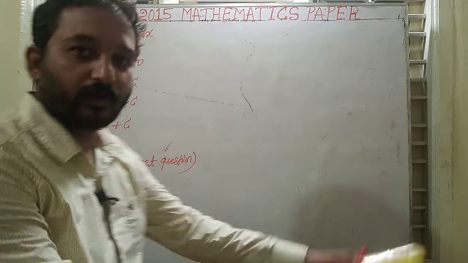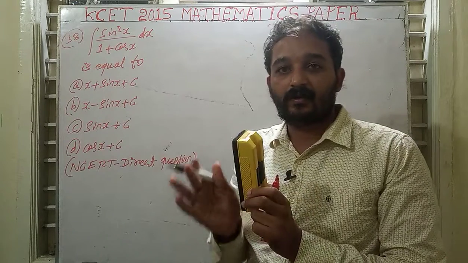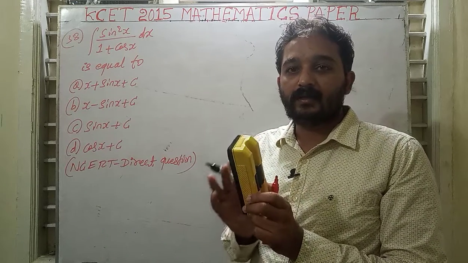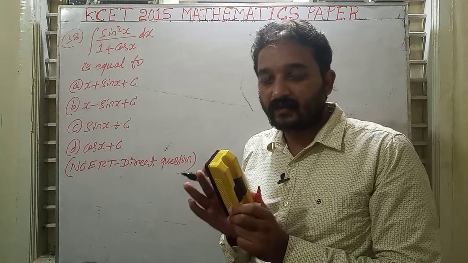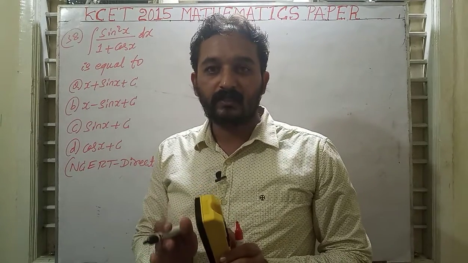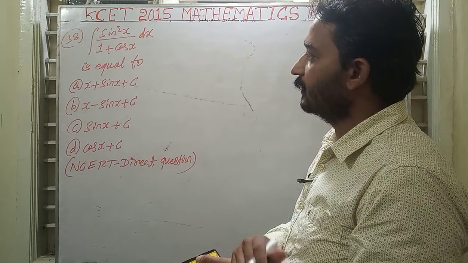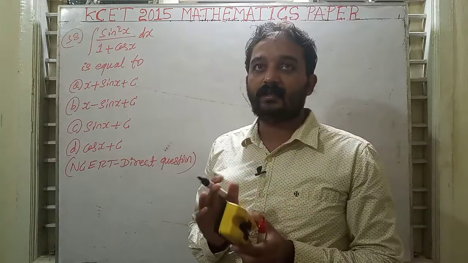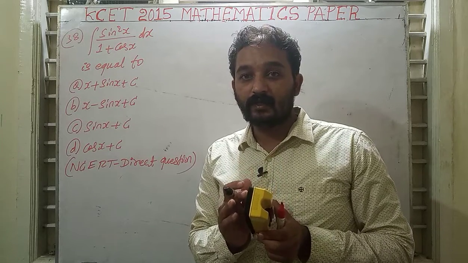So now let us move on to question number 38. This question is based on the chapter Integrals. Particularly it is based on the topic of finding the indefinite integral by using trigonometric identities. So here the trigonometric identity is: sin square x is nothing but 1 minus cos square x, because sin square x plus cos square x is equal to 1.